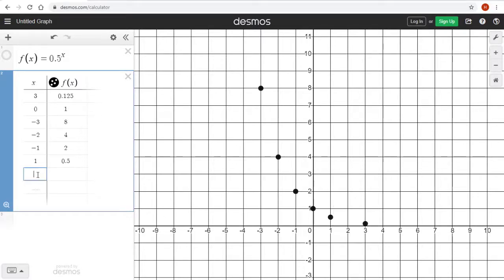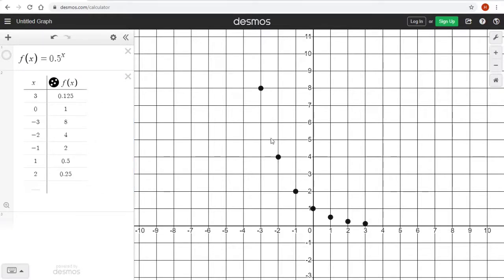And how about x equals 2? And so now I can see that Desmos gave us 0.25 for the output value right here. And consequently, we ended up with a point being placed on the graphing area, on the grid here on the graphing plane, at 2, 0.25.